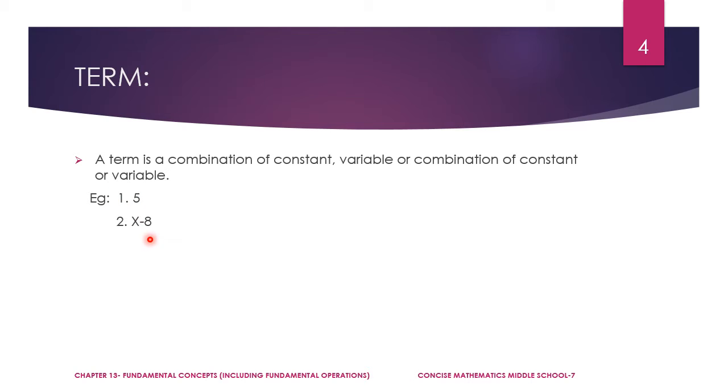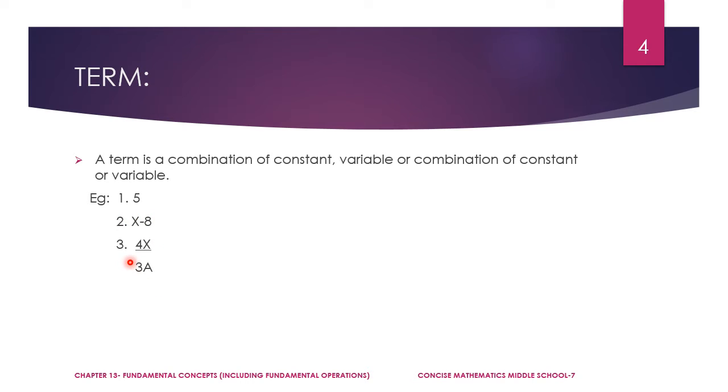Next example, x minus 8. In this you have two terms. x is one term and minus 8 is another term. So here x is a variable and 8 is a constant. Okay, they are separate. In the first term you have only an alphabet. In the second term you have only a number.